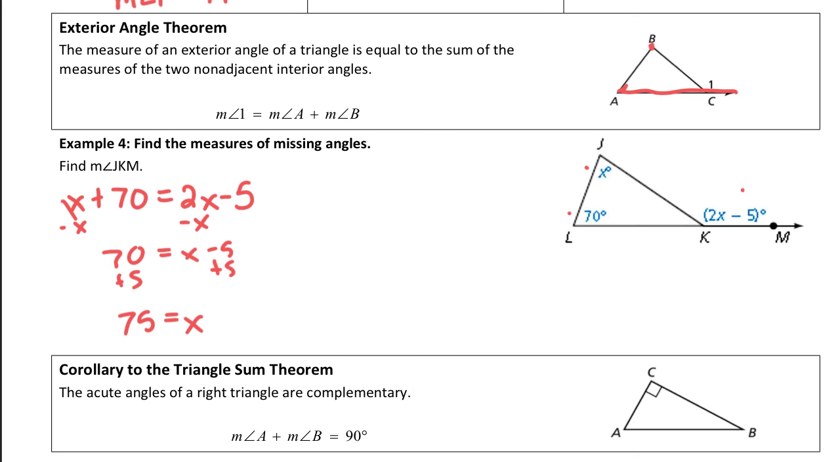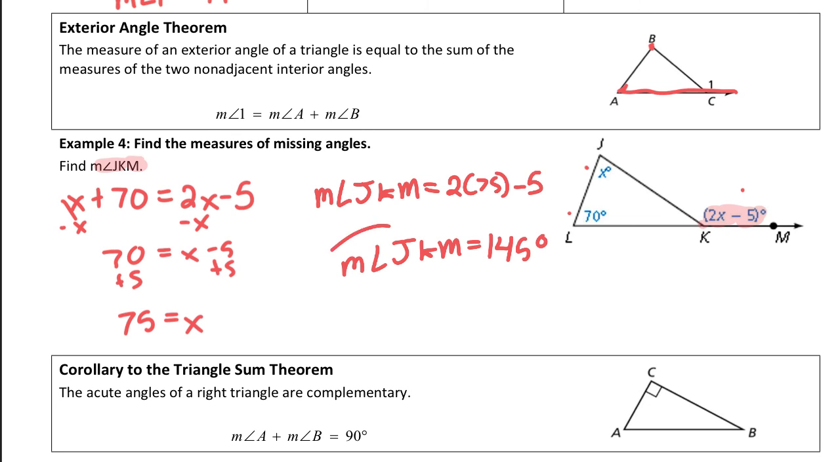I got x is 75, but I'm trying to find JKM, which is this angle right here. So I would go back and I would say the measure of JKM is 2 times 75 minus 5. So I'm just substituting my known value for x into the expression for JKM. So that's 150 minus 5. It's 145 degrees. So it's just saying the two opposite interior angles to that exterior angle, the sum of them equals that exterior angle. All right?